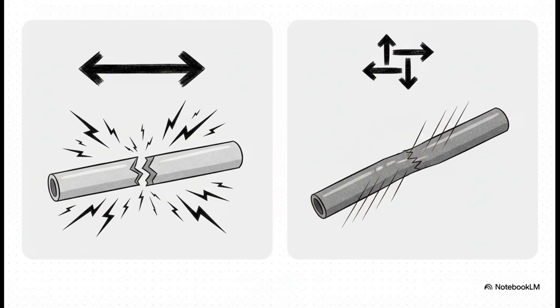Different materials break in different ways. You've got brittle materials, like glass or cast iron. Think of them like a dry twig. If you pull them too hard, they just snap. They hate being pulled apart. So for them, the maximum principal stress is the killer.